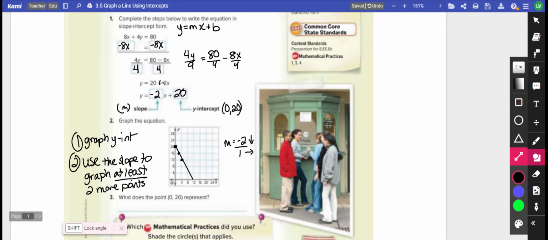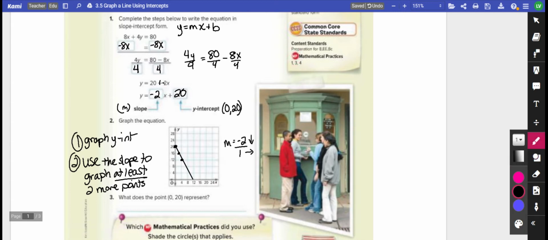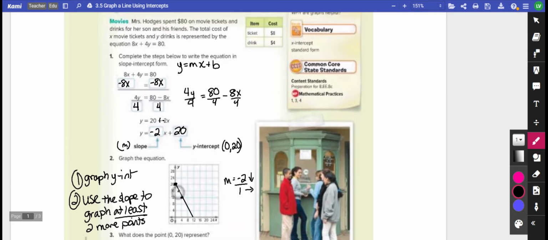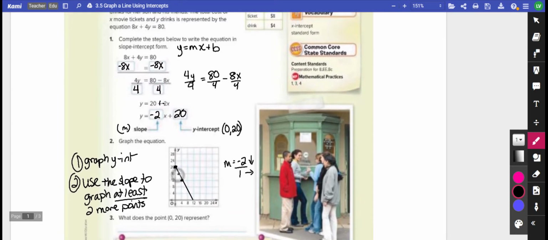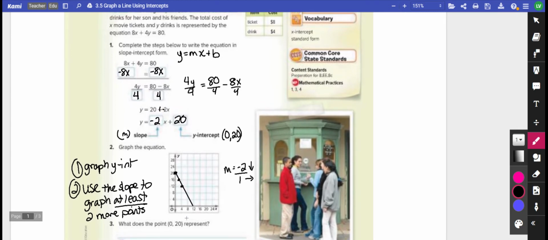Okay, so then ask, what does the point (0, 20) represent? Well, that's a great question. In order to know that, I should probably go back to my graph and label what my x-axis and what my y-axis represents. So my x-axis represents the ticket cost, and the y-axis represents the drink cost.